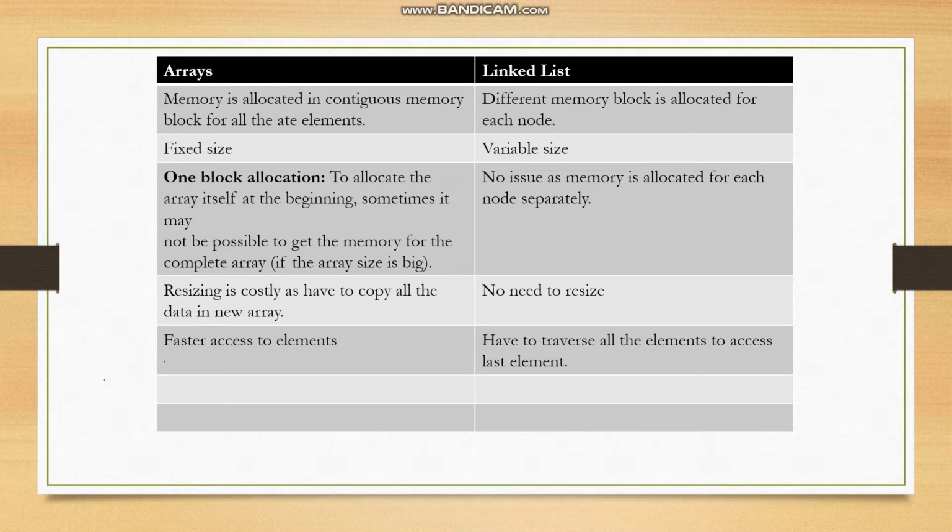So arrays were already there. Then why did we need linked list? So there are some advantages and disadvantages of both arrays and linked list. So what are these? In case of arrays, we can access the elements faster. How? In case of arrays, we just have to pass the index of the element and we just get the element at that index.